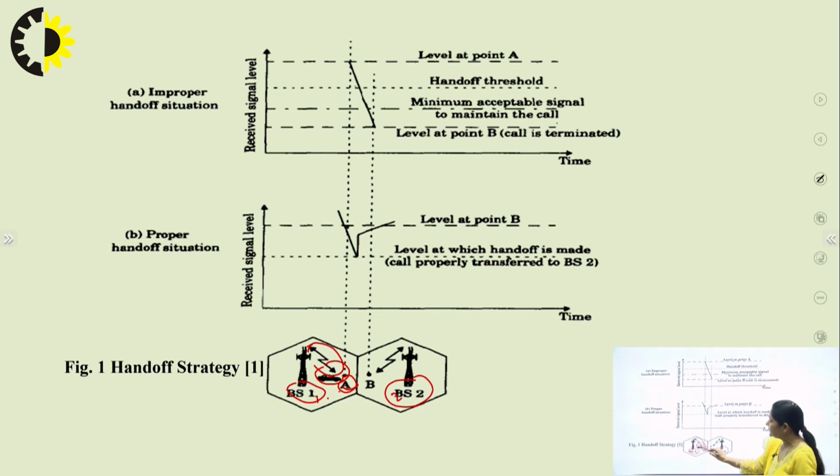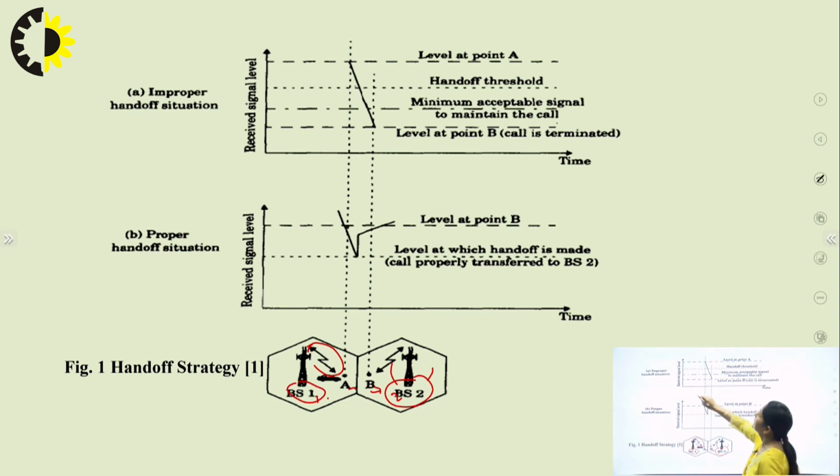Now, you can see this mobile station will be moving to another cell that is under the control of a different base station. Whenever this mobile station is moving from point A to point B, you have to monitor the power of that particular signal, and then decide when the handoff should occur. Now, two situations have been given here. The first is an improper handoff situation, and the other is a proper handoff situation. The improper handoff situation is given in this diagram.